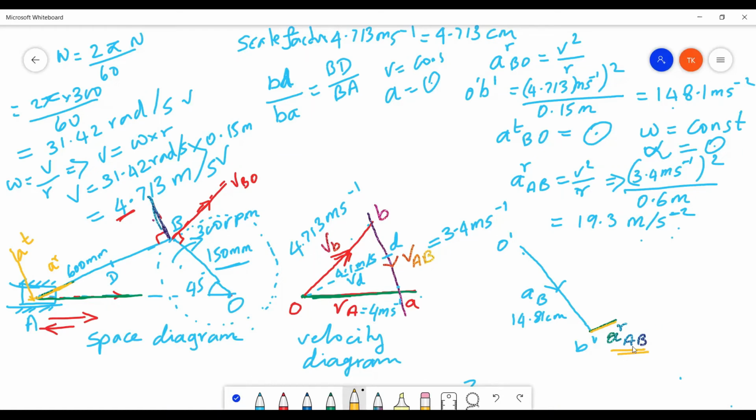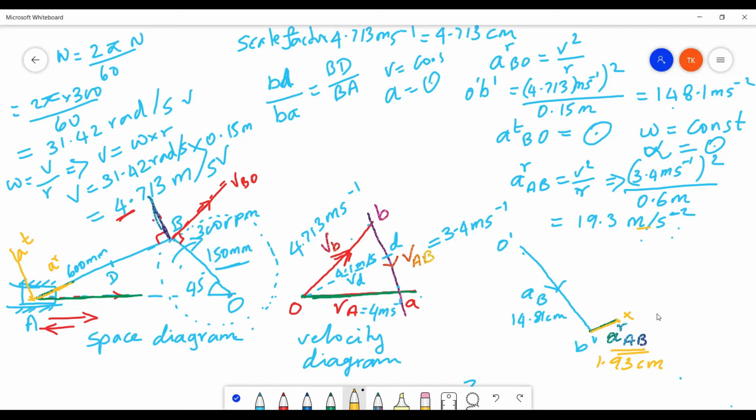So this we have already found the length of, that is 19.3 meter per second square. You see, the radial acceleration of AB we have found, that is 19.3 meter per second square, right? According to my scale, this is going to be like 1.93 centimeter, right? So compared to this it is so small, right? And this point I'll mark as some x, okay? All right.